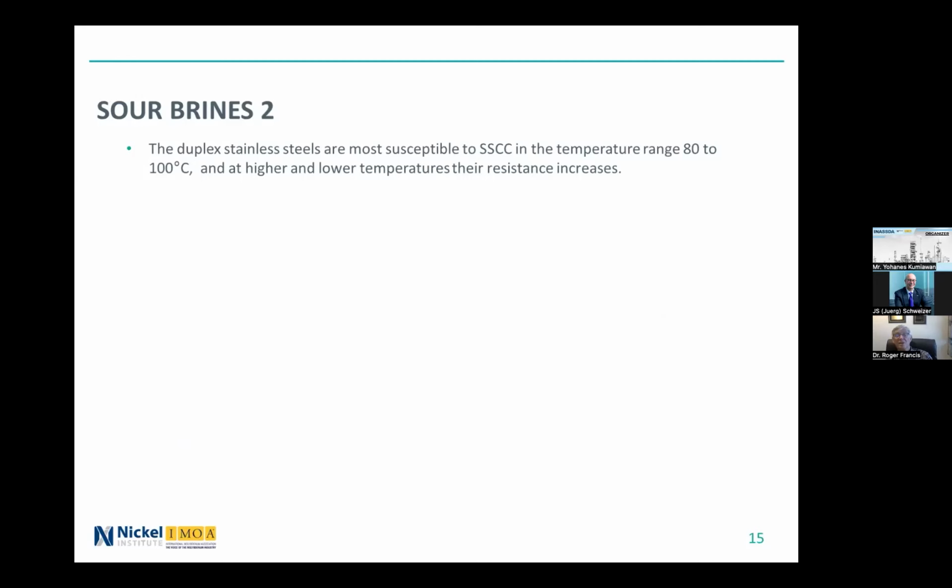Now, the duplex stainless steels are most susceptible to sulfide stress corrosion cracking in the temperature range 80 to 100 degrees centigrade. At higher and lower temperatures, their resistance increases. So this means that all the limits of use and the test data are based on this temperature range, and a typical temperature for testing would be 90 degrees centigrade.